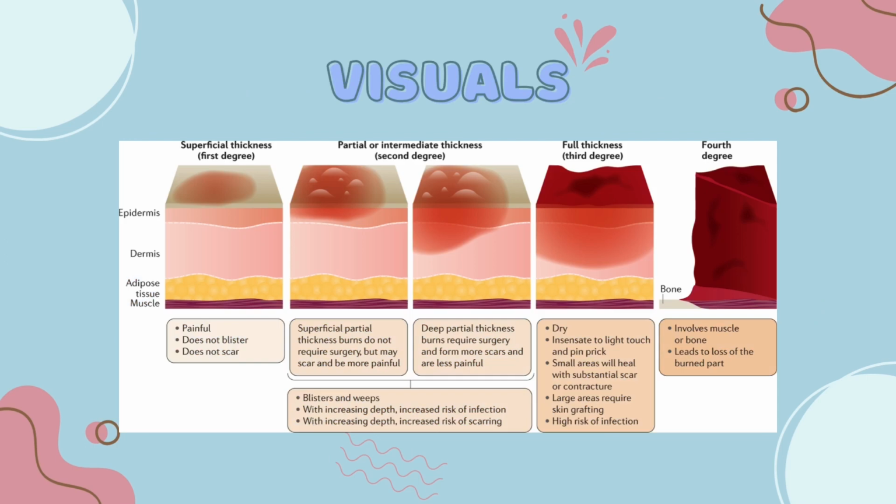And along with the charts, I love a beautiful visual. I found this visual online, and I think it lays it out really nicely with the superficial thickness, full thickness versus first, second, third, fourth degree burns. So screenshot this, add it to your study materials. I think this is a really great visual if you are struggling with burns.